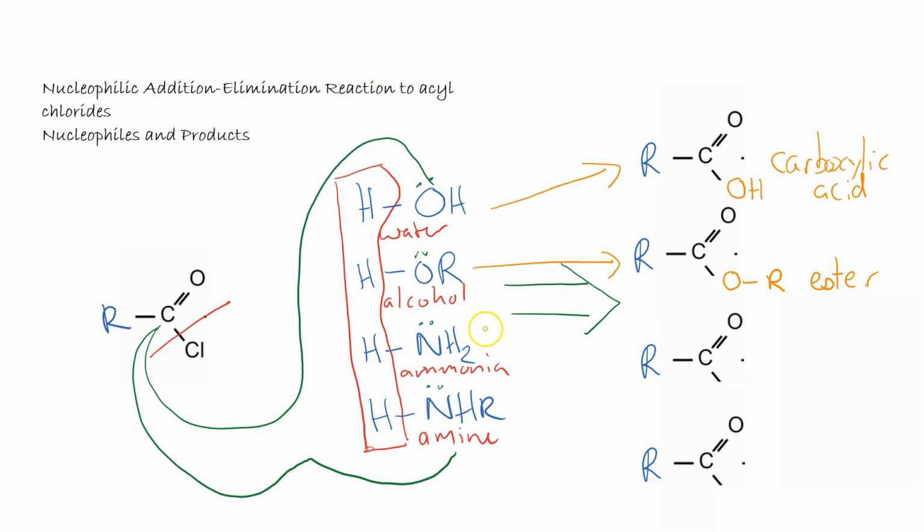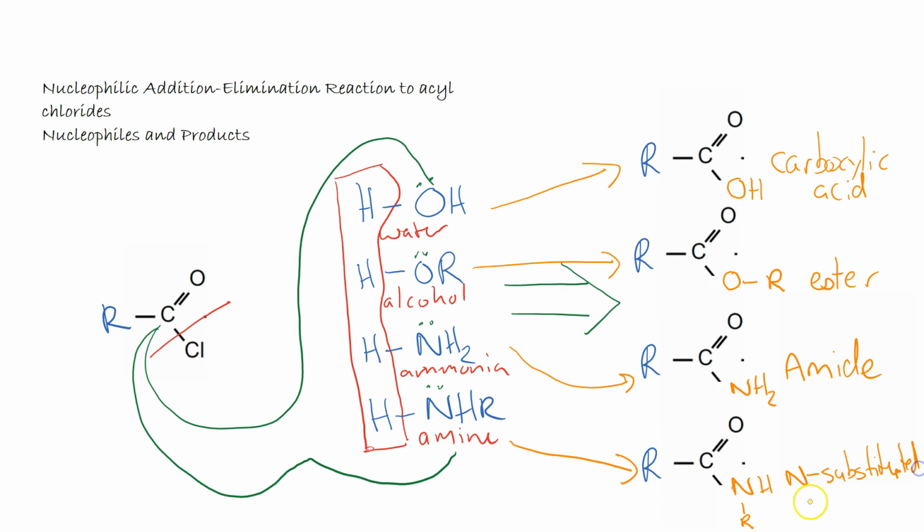If we do this reaction with an ammonia molecule, we end up with NH2 attached, and we end up with an amide. And finally, if we do this with an amine reaction, we end up with NHR, and this is an N-substituted amide that we form.